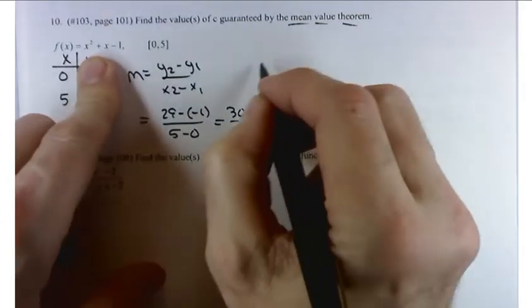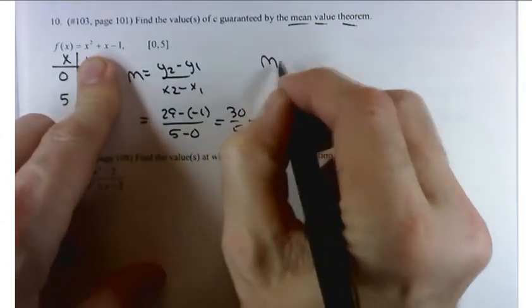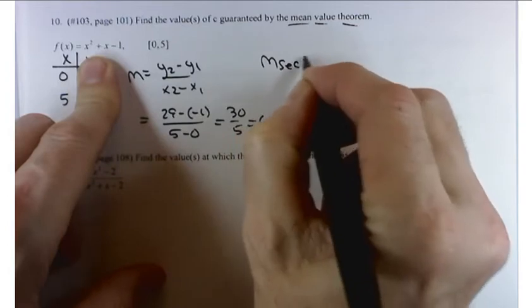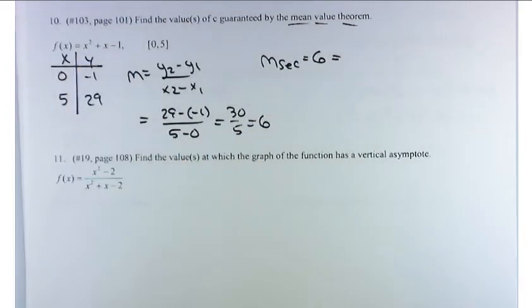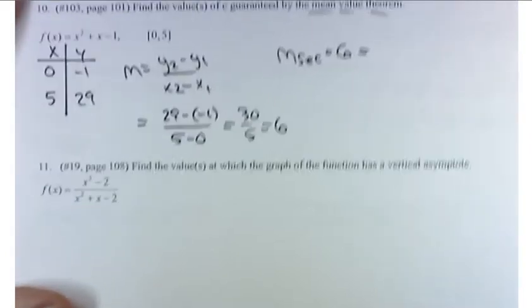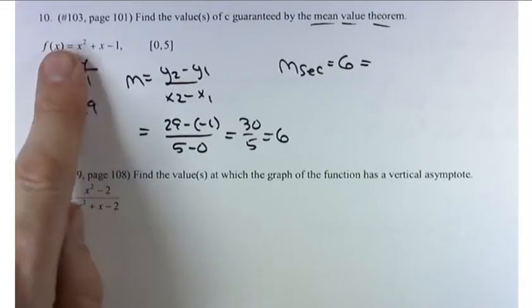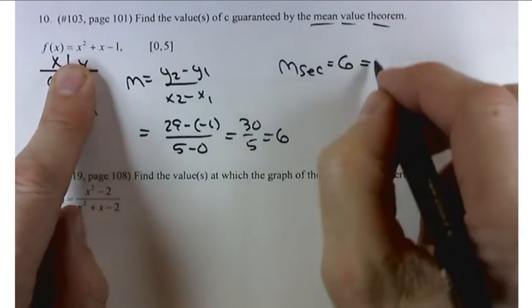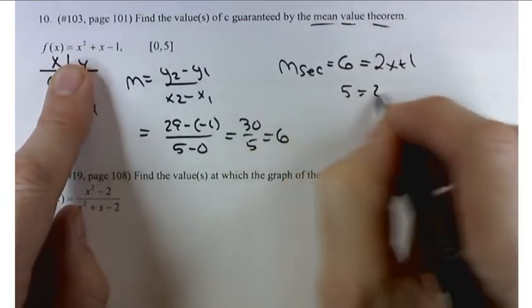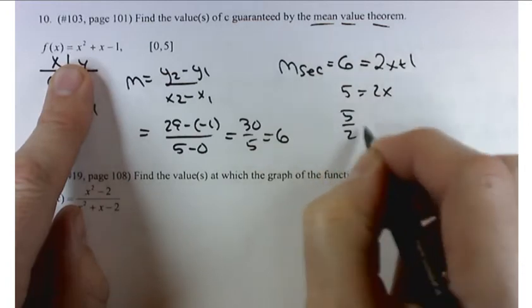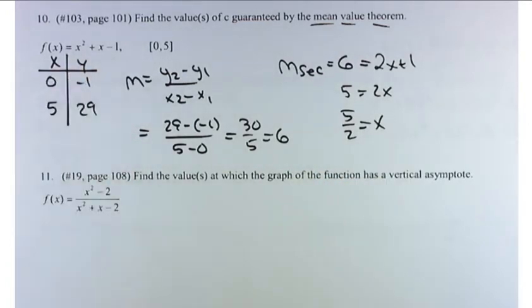So I want to know where the slope of the secant line, m sub secant, which is 6, equals the slope of the tangent line. What tells me the slope of the tangent line? F prime. What's f prime in this case? 2x plus 1. So subtract 1, I get 5 equals 2x, or 5 over 2 is x. So that's the point that satisfies the mean value theorem for problem number 10.